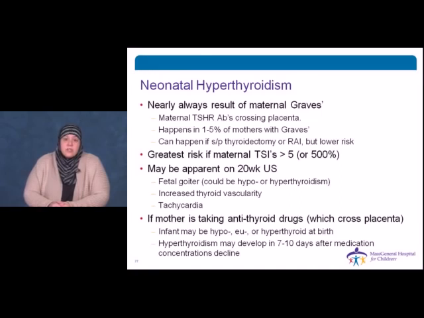So you may see on a 20-week ultrasound a fetal goiter with increased vascularity and tachycardia. Now, if a mom is being treated with antithyroid drugs, a fetal goiter on ultrasound may also be due to hypothyroidism, but you wouldn't see the tachycardia or the increased vascularity. And another important thing to keep in mind, if the mom is taking antithyroid drugs, these do cross the placenta, and so the infant may be hypothyroid or euthyroid or hyperthyroid at birth. And once the medication concentrations decline in the infant's system, typically hyperthyroidism may develop in 7 to 10 days.